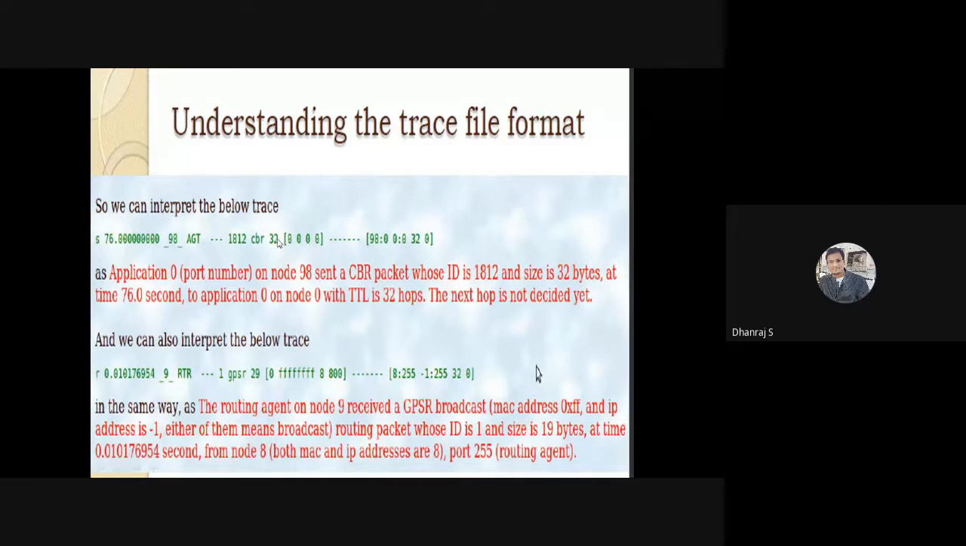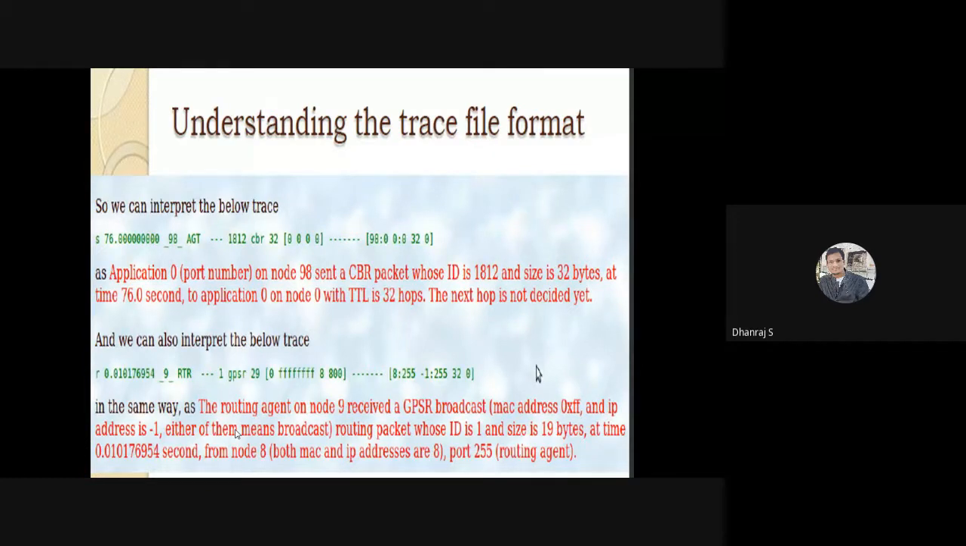That is a CBR packet whose packet ID is 1812, and whose size is what? That is 32 bytes. At what time? At 76 seconds, to application 0 on node 0, with a TTL of 32 hops, and the next hop is yet to be decided. We'll see how it looks while executing the program.